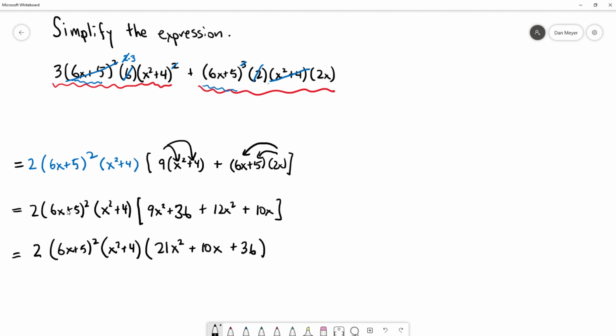All right, now we might be interested to see if this polynomial factors as well. Let's use the AC method. I have A is 21 and C is 36. So A times C is 21 times 36. Let me get my calculator. I wasn't planning on needing my calculator. Let me find it real quick. Here we go. 21 times 36 gives 756.